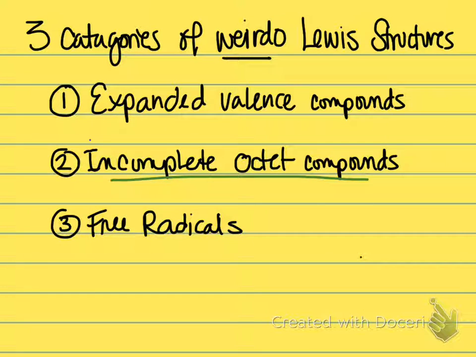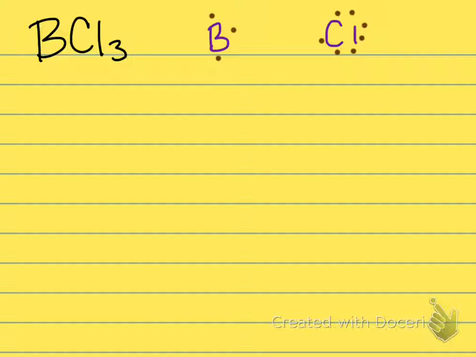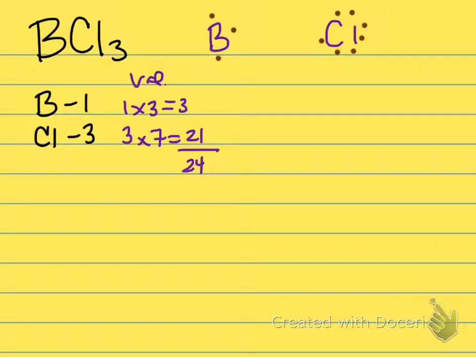Incomplete octet compounds. This little beauty is boron trichloride. So remember, boron has 5 protons. It's in group 13, and there is chlorine, one of our favorite halogens. So I've already told you the Gooch math isn't going to work, but let's go ahead and try it to show that.